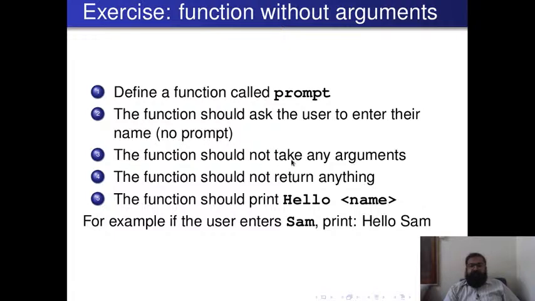The function should not take any arguments. The function should not return anything. The function should print hello name. For example, if the user enters Sam, you have to print hello Sam. So you have to create a function which will take the input. That is, the input function will be called by the function, and not outside. And the function will not take any arguments. It will not return anything, but instead it will just print hello name.